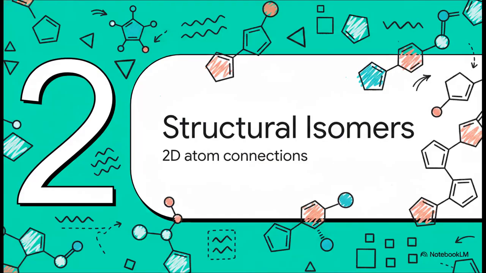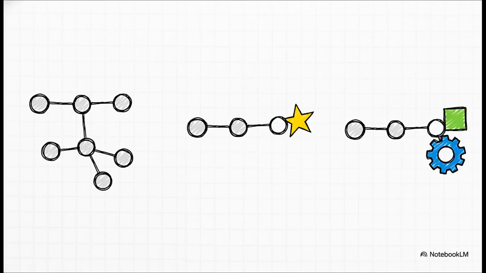Moving on to Part 2, structural isomers explained. Now, what's really interesting about this is how the actual flat two-dimensional connections between atoms change. Our source material gives us some incredibly handy memory tricks to keep these structural isomers straight. So when the carbon chain arrangement changes, it's chain isomerism. Just remember, chain changes. Simple, right?